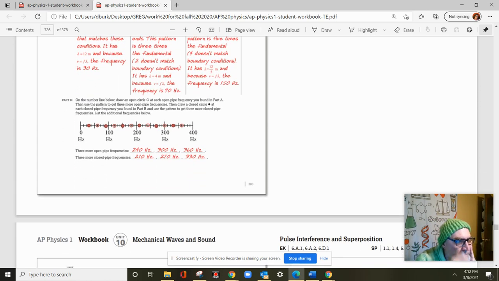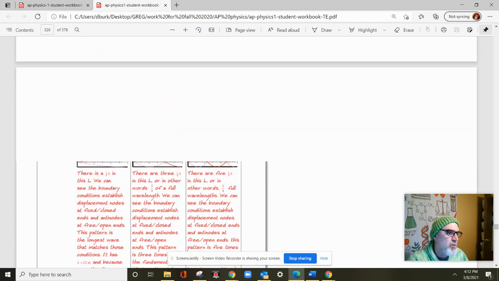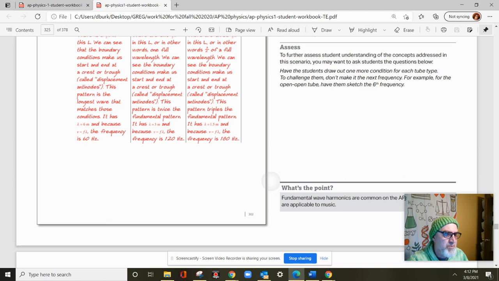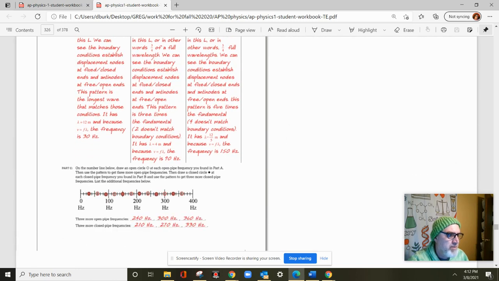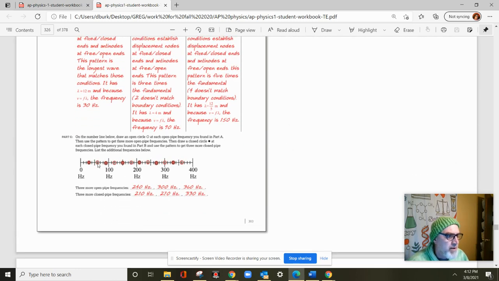On part C, on the number line below, draw an open circle at each open pipe frequency you found in part A, and then use a pattern to get 3 more open pipe frequencies, and draw a closed circle at each closed pipe frequency, and use a pattern to get 3 more. So let's see, for our open pipe, we had 60, 120, 180. So there's an open at 60 right here, and 120 is right here, and 180 is right here.